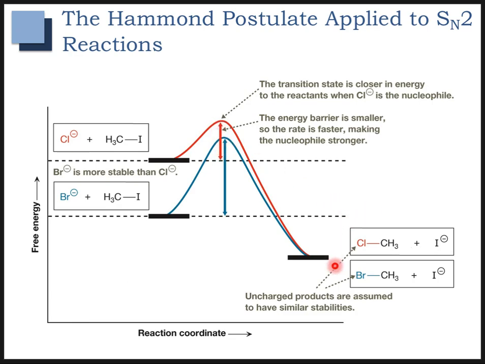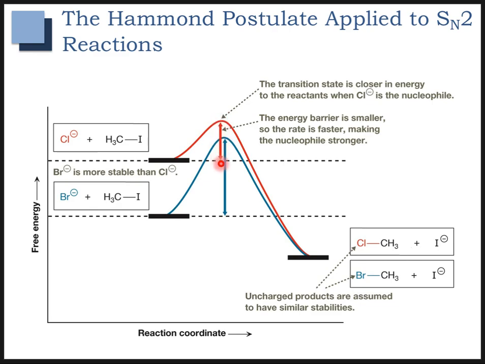And you can see that the products over here, they're actually going to have similar stabilities. So this top situation is going to be a little bit faster. Okay, the idea being that Br minus is more stable. So things that are more stable, right, or things that are weaker bases are not going to be as good nucleophiles. So Cl minus here is a little bit better nucleophile because it's less stable. And you can see that in this reaction coordinate diagram because there's less energy or less of an activation energy for this to react.